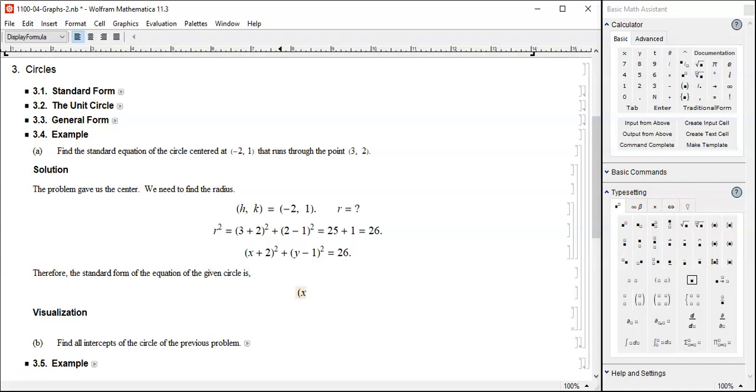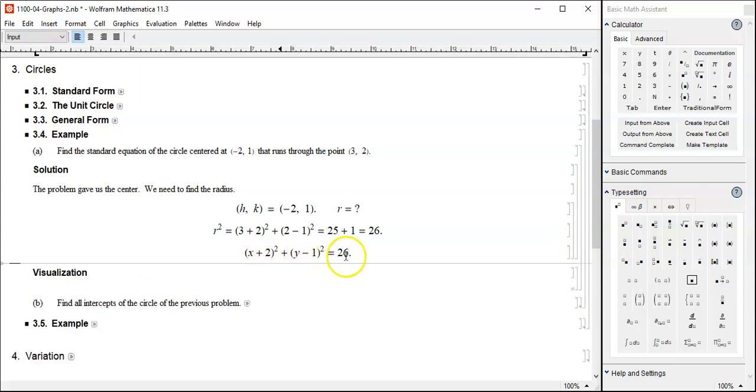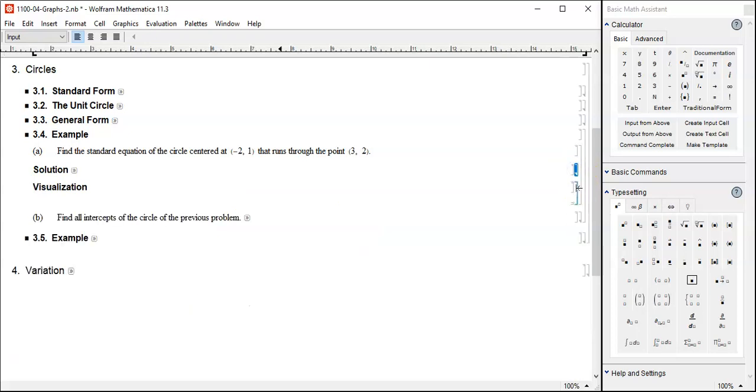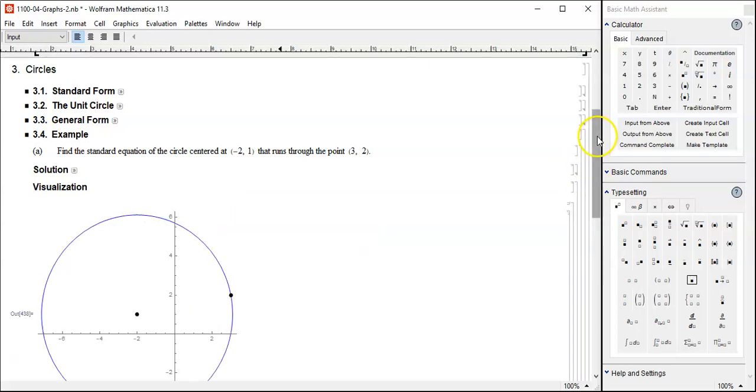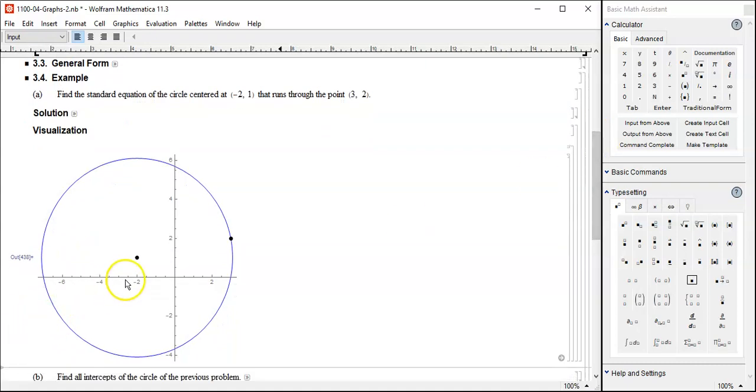Okay, x plus 2 squared plus y minus 1 squared is 20. Oh, I do have it here. What was I thinking? I do have the answer here. Okay, here's a visualization. Centered at negative 2, 1 and running through 3, 2. And this distance we calculated, square root of 26.